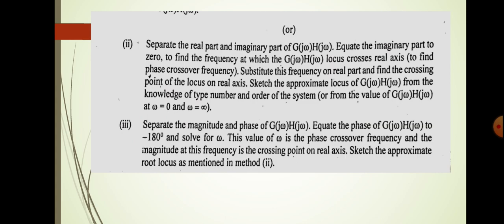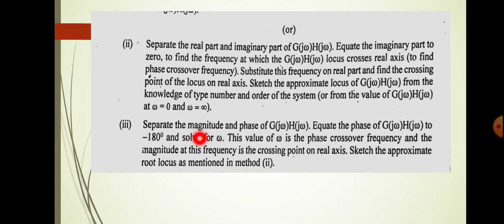Next, there is another method also, and in this method we will separate the real and imaginary parts and equate the imaginary part to 0, and we will find a frequency omega which will be the phase crossover frequency. Then we will substitute that phase crossover frequency in the real part equation, and we will get the point where it crosses the real axis.